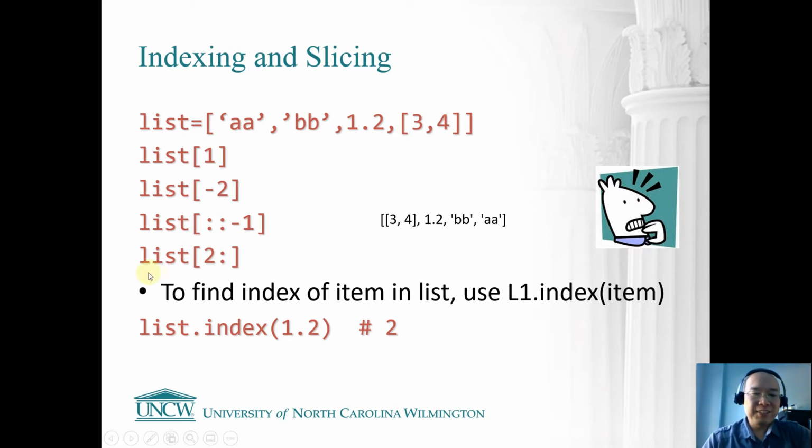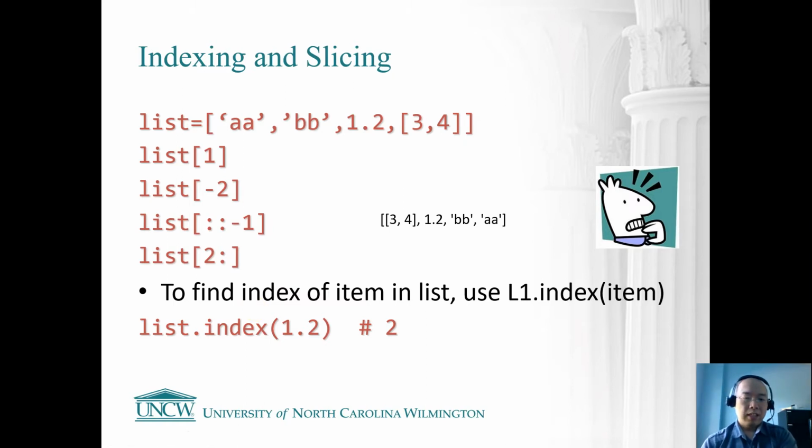Okay, and the next one, how about a slice starting from the 2 to the end? And we are going to count 0, 1, 2. So 1.2 is the index 2, and then we are going to take the index 2 and go all the way to the end, and we are going to keep the 1.2 and 3, 4 as a sublist.